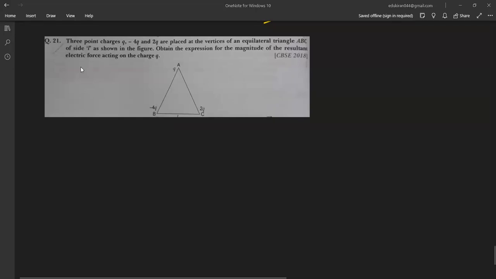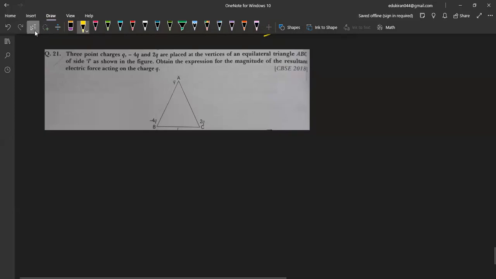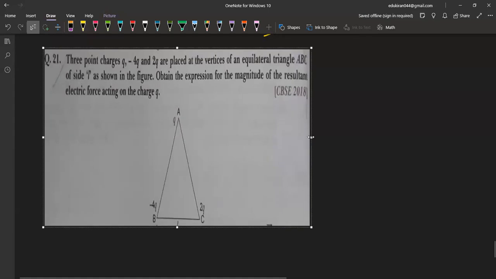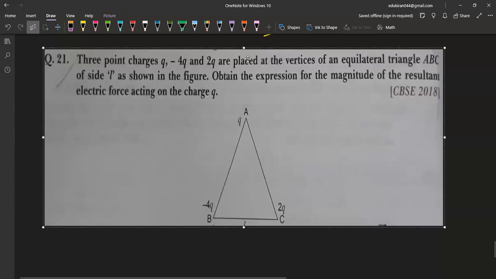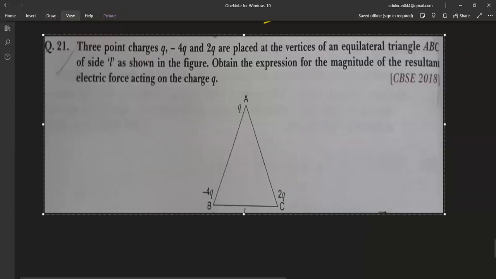See, Tharif, in this question, it says that three point charges are placed at the vertices of an equilateral triangle ABC as shown in the figure. Let me expand this. Further it says that L is the side, so it's an equilateral triangle. Obtain the expression for the magnitude of the resultant force acting on the charge Q.